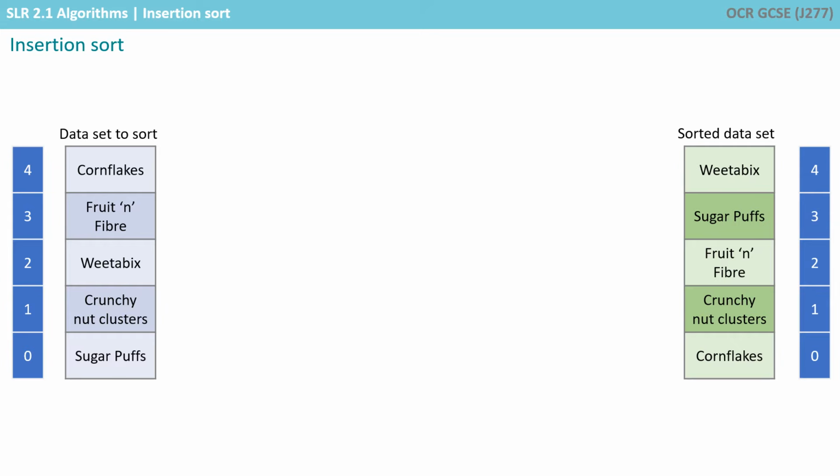So here's a dataset of breakfast cereals. The original data to sort is shown on the left, and the sorted dataset we're trying to achieve is shown in green on the right. And the object is to put them in alphabetical order, with the lowest one at the bottom. So cornflakes, crunchy nut clusters, fruit and fibre, sugar puffs and Weetabix at the top. We're now going to go through the steps of the algorithm to see how we can get to the sorted dataset.